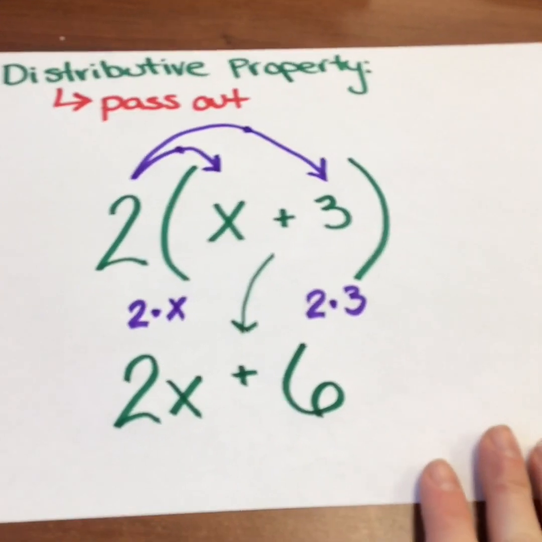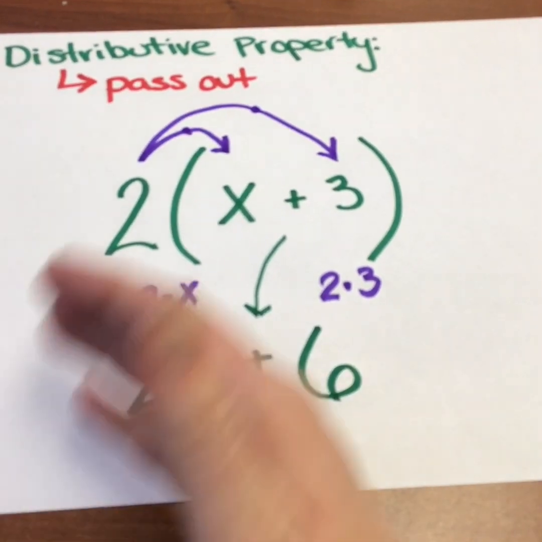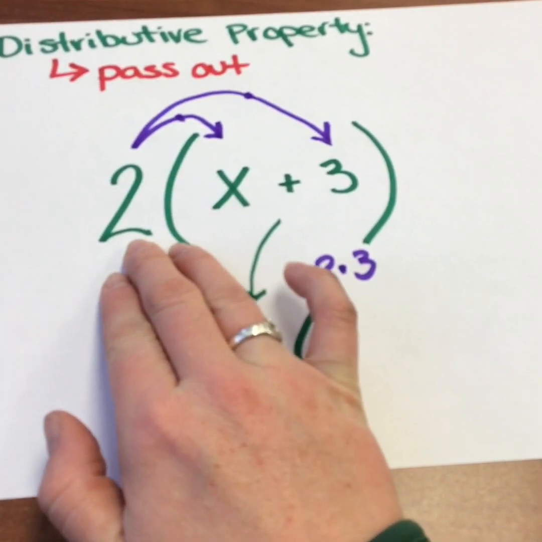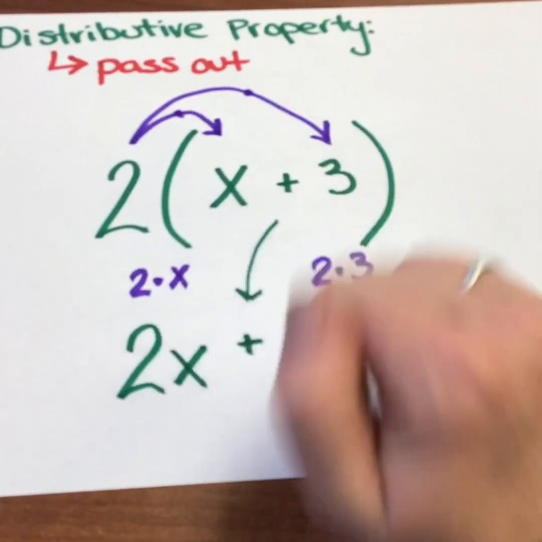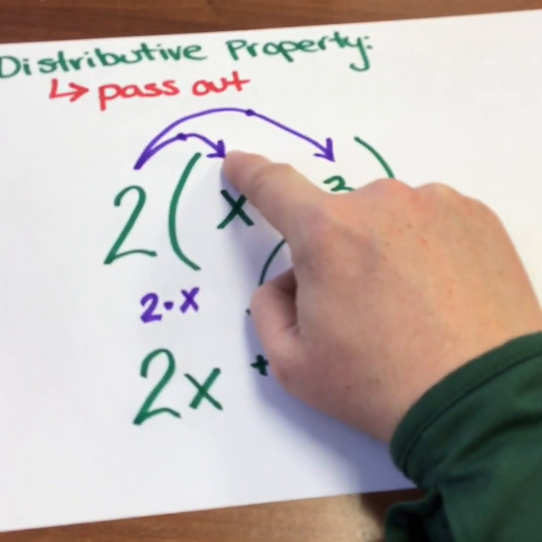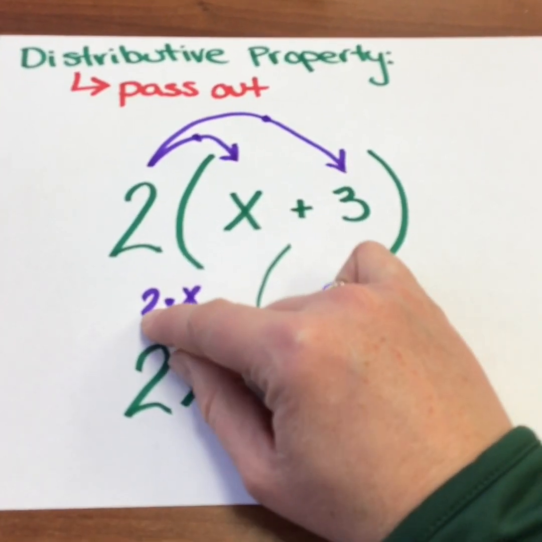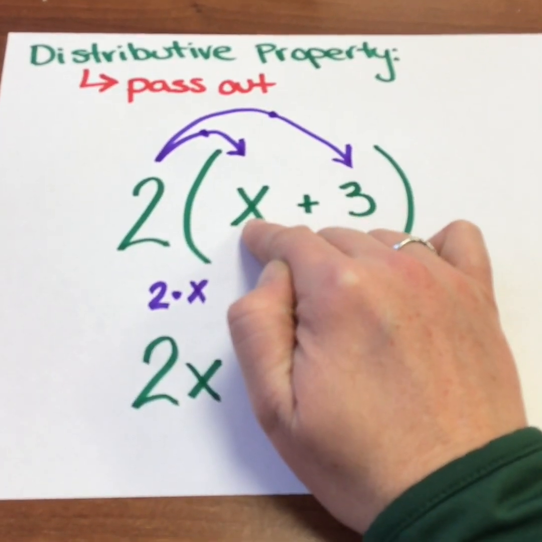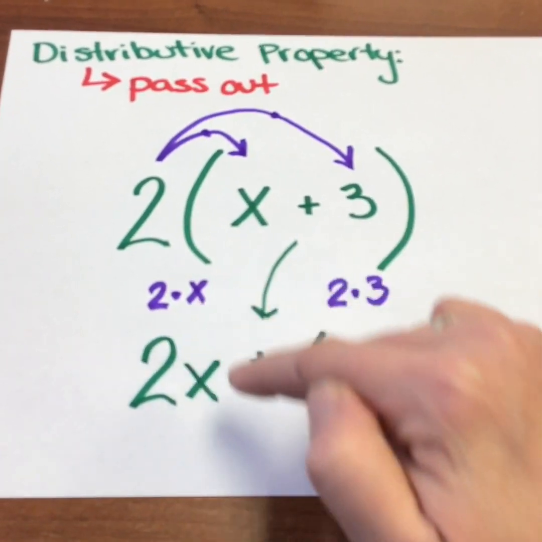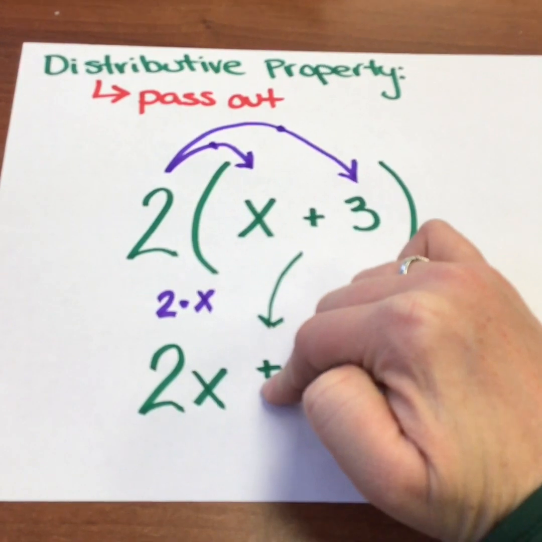We discussed the distributive property. The distributive property means you have to pass out or you have to multiply anything that is touching the parentheses by every single term inside of the parentheses. So I encourage you to draw an arrow. And wherever your arrow starts, that's the first number you're going to multiply. And wherever your arrow stops, that's the second thing you're multiplying. So 2 times x is 2x. Then you have to bring down your addition sign.